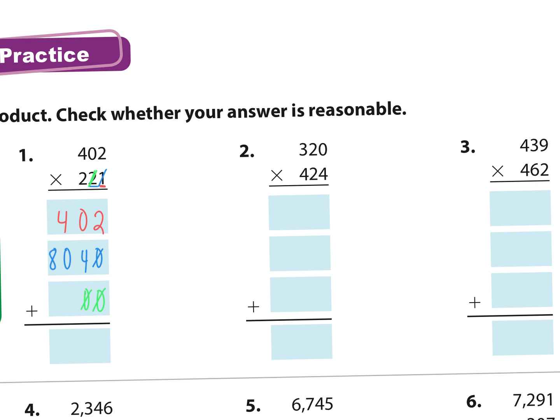And now I'm going to multiply my last 2, which is in my hundreds place, by all of the top numbers. So 2 times 2 is 4, and then 0, and then 8. And I add it all together. And I should have 88,842. Do y'all want to try number 2? And then I'll check it with you.